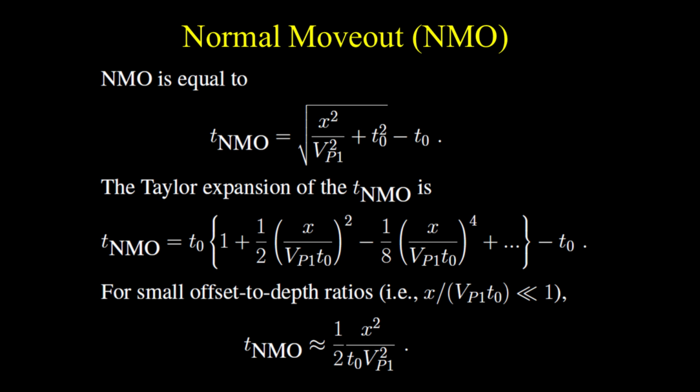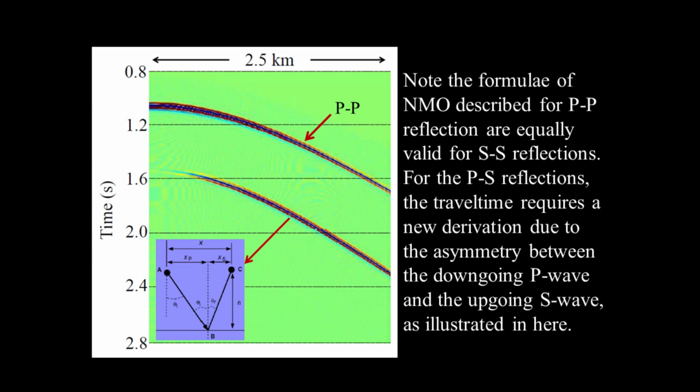The concept of NMO is used in various ways in seismic processing and in the interpretation of reflection data, as we will see in future lectures. Note that the formulae of NMO described for PP reflection are equally valid for SS reflections. We simply have to replace the P wave velocity by the S wave velocity. For the PS reflections, the travel time requires a new derivation due to the asymmetry between the downgoing P wave and the upgoing S wave, as illustrated here.